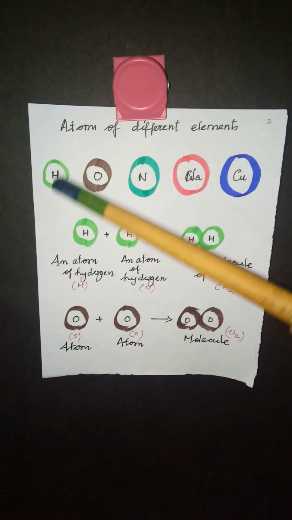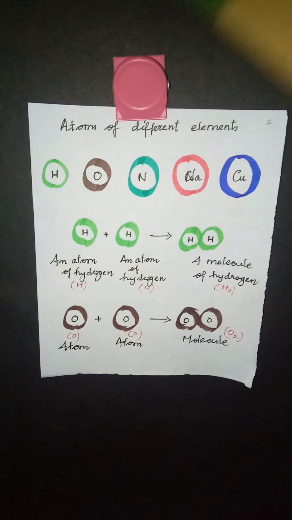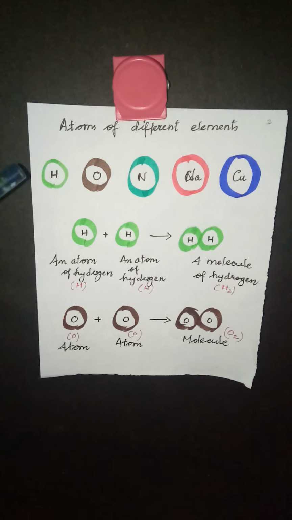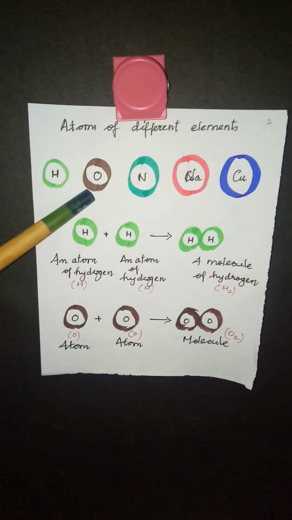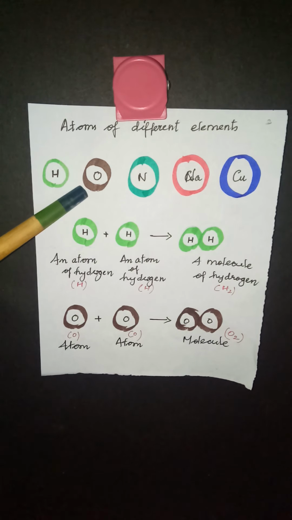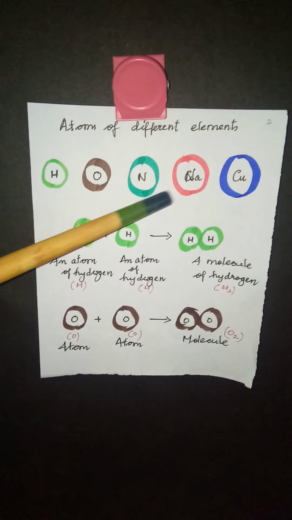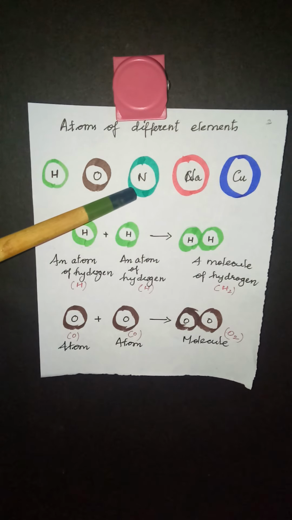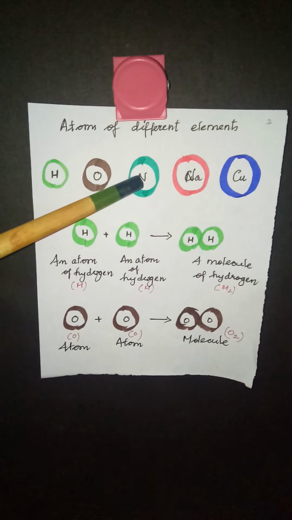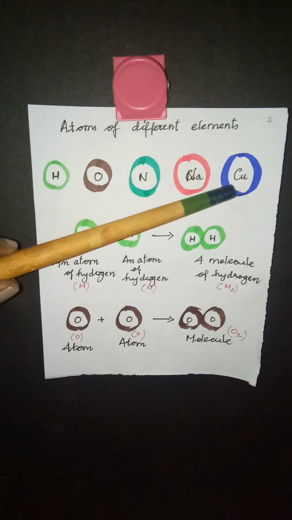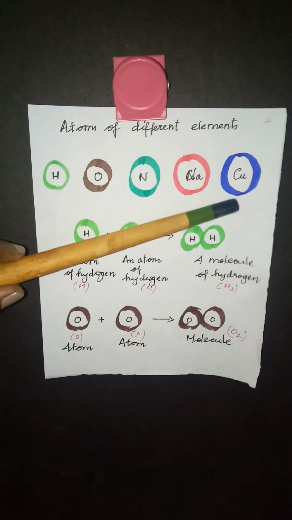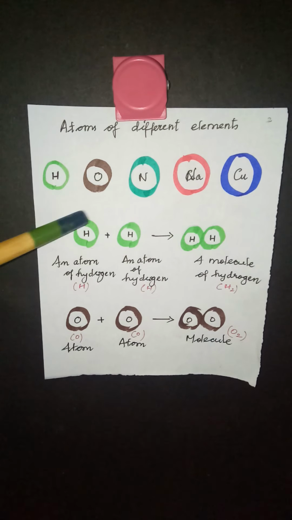Inside the atom, now tell me, in a hydrogen atom, how many protons will be present? One proton, and it has one electron. Oxygen, what is the atomic number of oxygen? It is 8. So inside oxygen's nucleus, what will be present? 8 protons, and outside 8 electrons will be there. This is a nitrogen atom. What is the atomic number of nitrogen? It is 7. So it has 7 protons and 7 neutrons. And same way, when it comes to copper, the atomic number of copper is 29. So it has 29 protons and 29 electrons. So I think you are clear with the atoms.